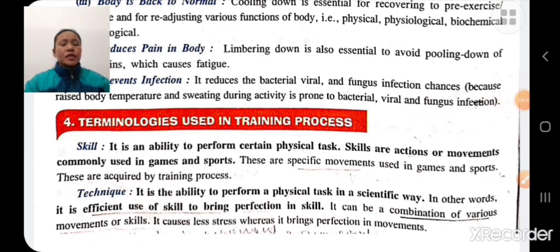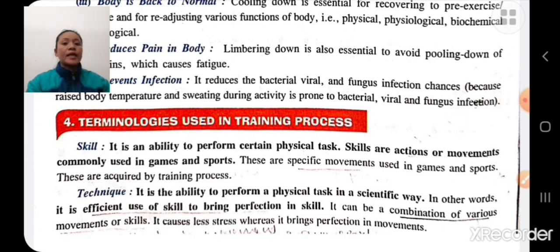Skill is the specific movement which is used in the game and sports. Skill is the ability to perform certain physical tasks. Skills are actions or movements which are commonly used in game and sport. For example, in basketball, dribbling is the skill of basketball. Serving is the skill of volleyball, etc. These are the specific movements which are used in game and sports.